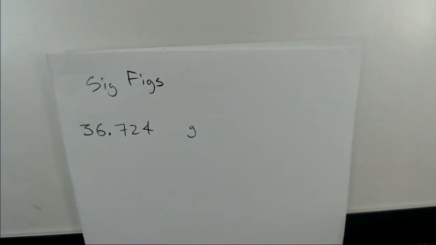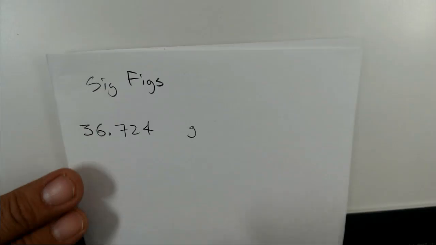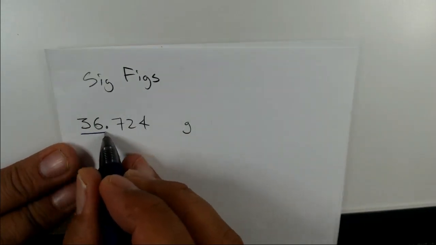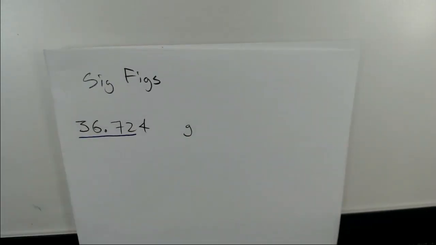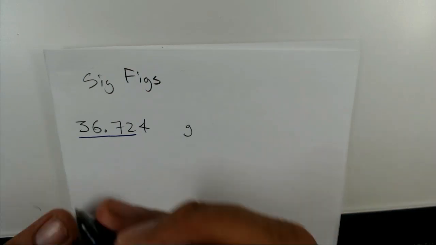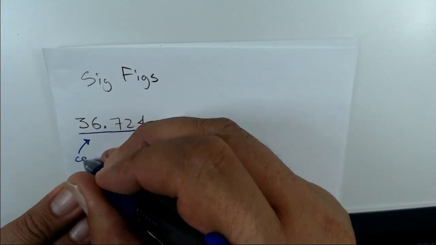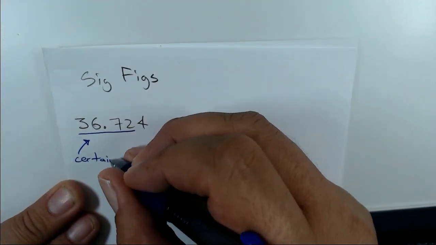So the way that these numbers work on any kind of digital readout is the first few digits there are known with good accuracy. So these numbers right there, everything but the 4, those are considered to be the certain values. So they are certain.